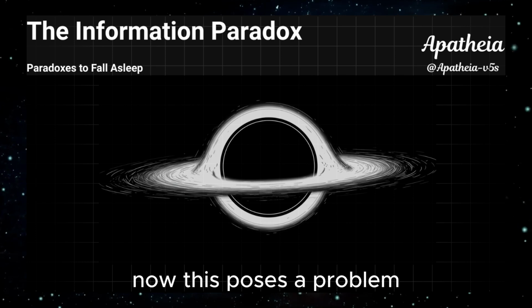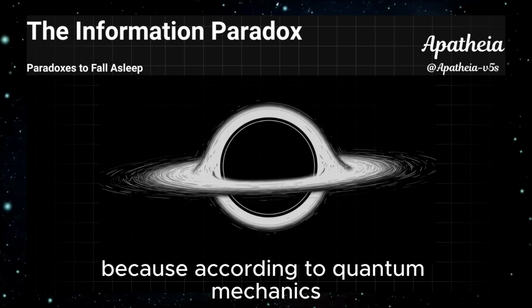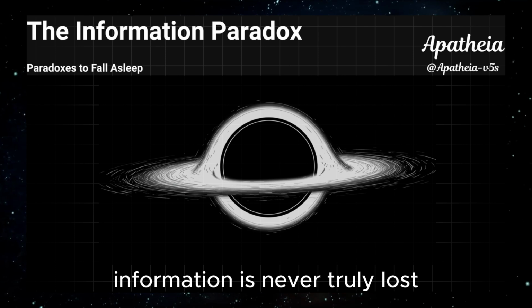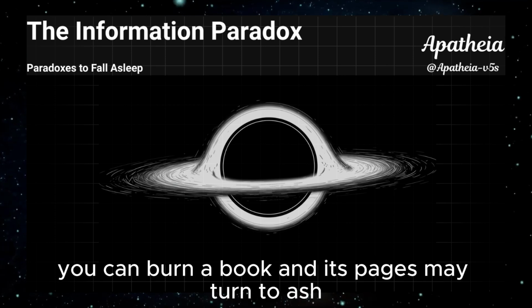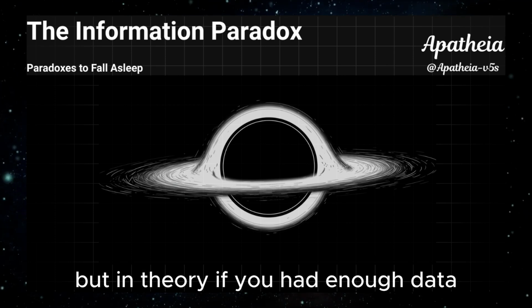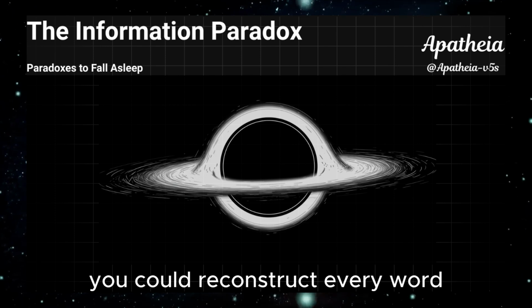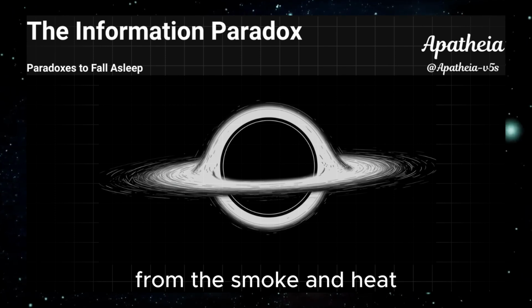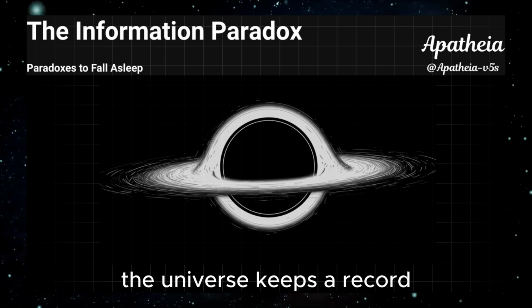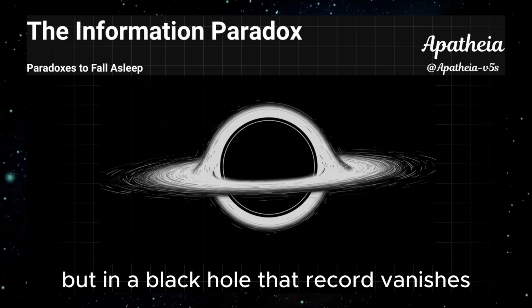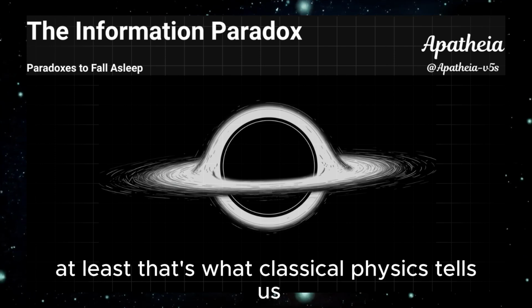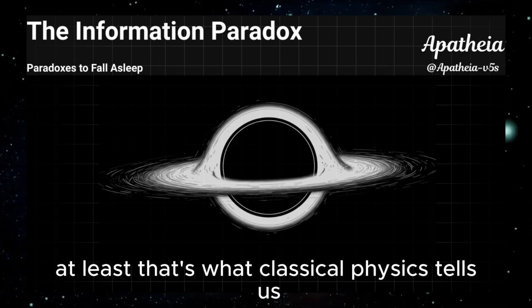Now, this poses a problem, because according to quantum mechanics, information is never truly lost. You can burn a book and its pages may turn to ash, but in theory, if you had enough data, you could reconstruct every word from the smoke and heat. The universe keeps a record. But in a black hole, that record vanishes. At least, that's what classical physics tells us.